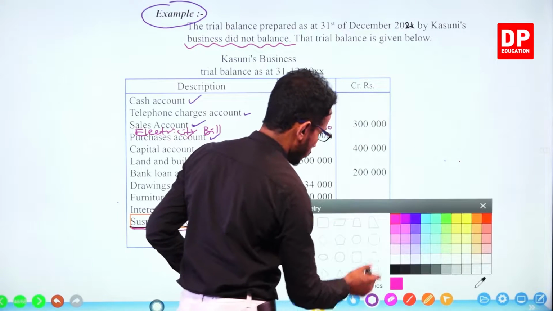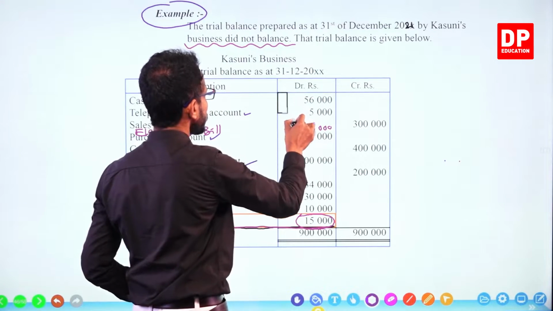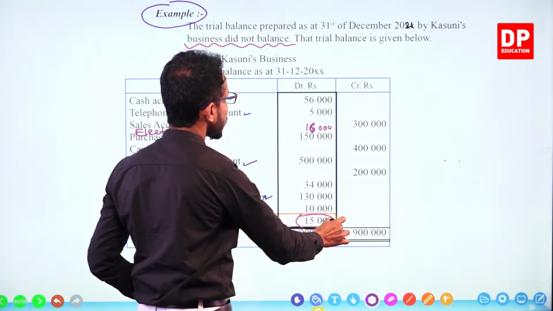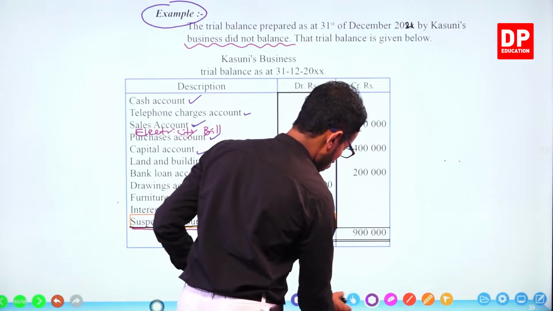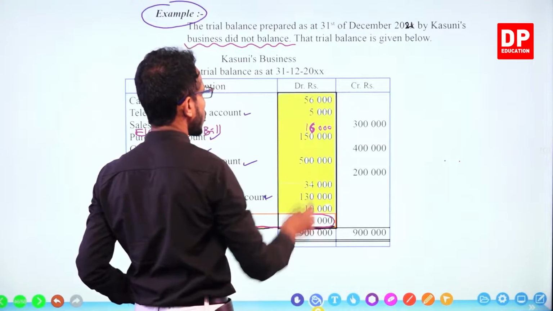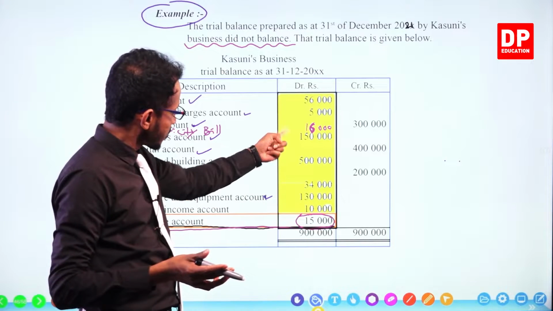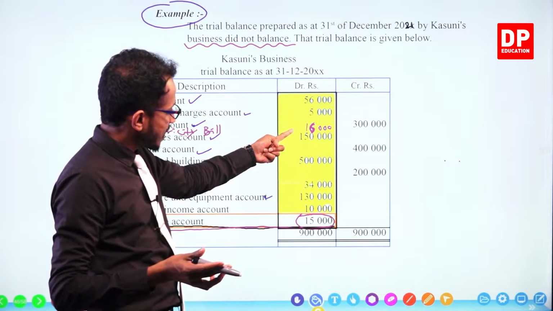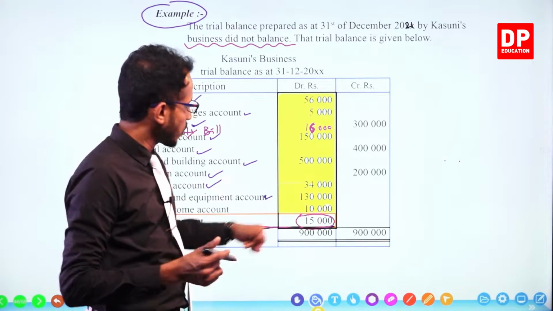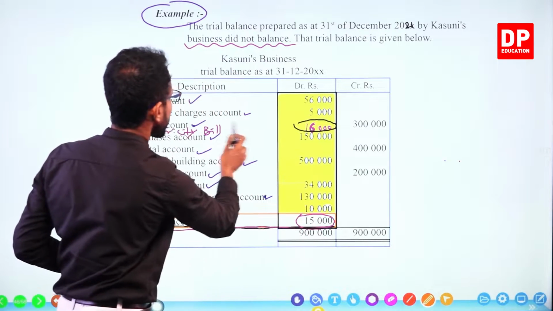wait, I'm going to make it so clear to you, so very clear to you, like this. The debit column, this column, all right, this column, right? Now it's clear, right? This column is 16,000 short. It's short because this item was not entered.